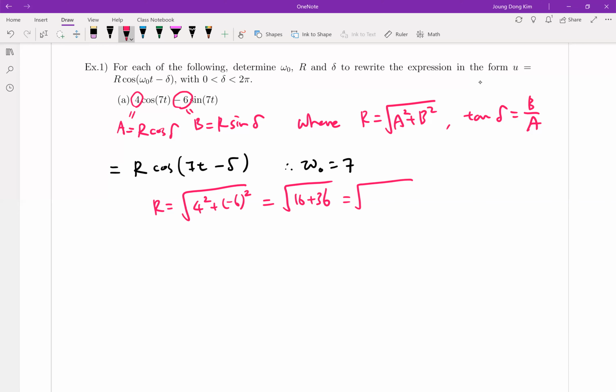That is 4052. Then when you simplify a little bit, it can be 4 out and 2 square root 13, right? This is your r. And what about delta? Your delta will be the tangent inverse of b over a. But for this case, you have to be careful.